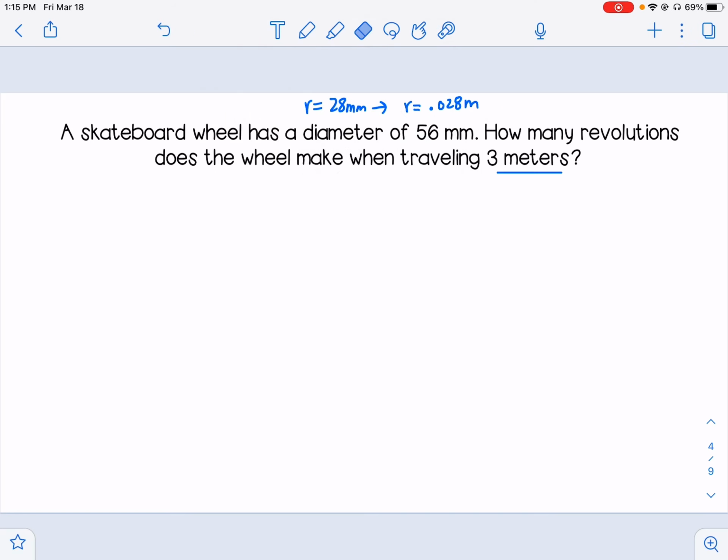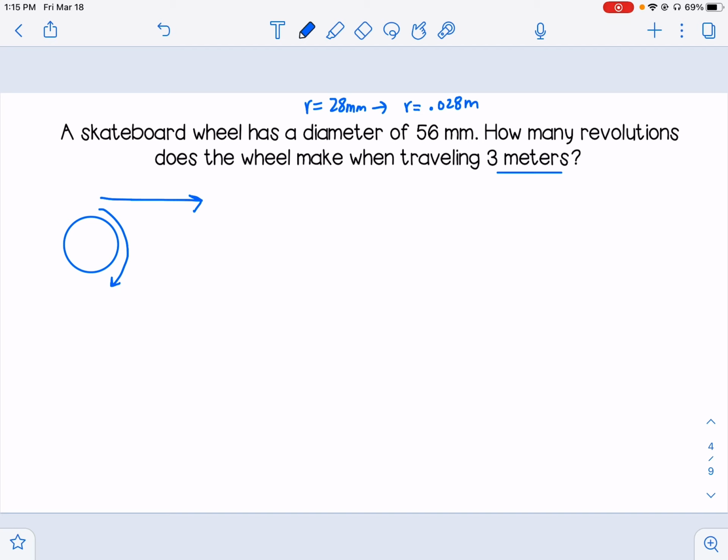All right, now I'm going to go ahead and finish reading the problem. It says, how many revolutions does the wheel make while traveling 3 meters? I need to kind of break this problem down. So if you have a wheel, as it rotates, we know that it's also moving in this direction. I like to consider this almost an unraveling.